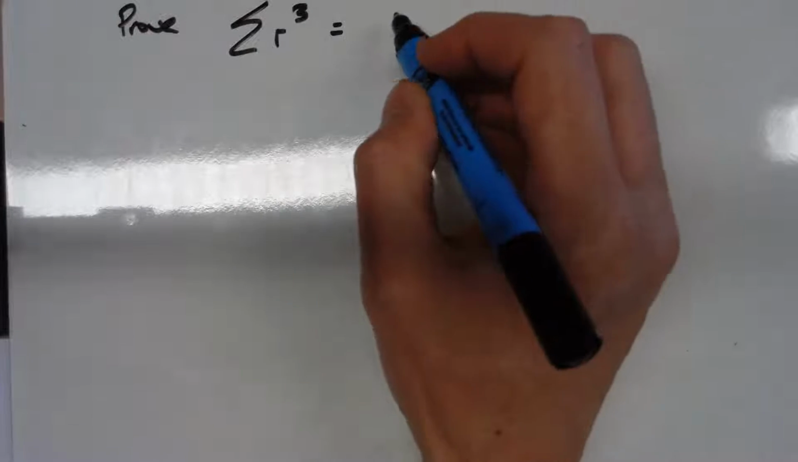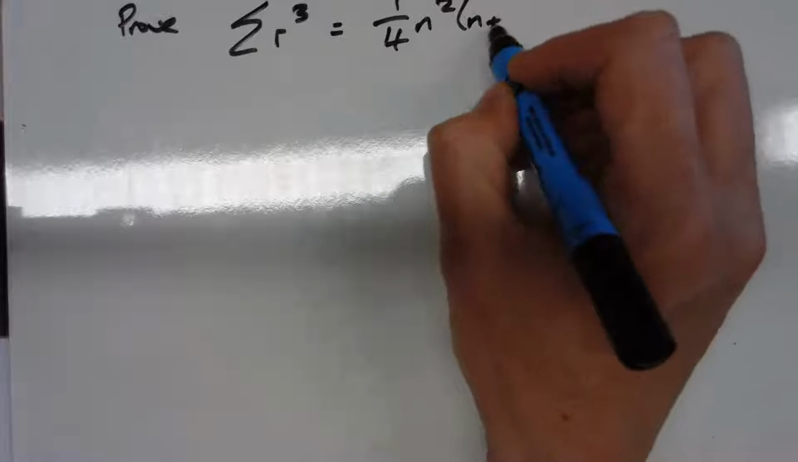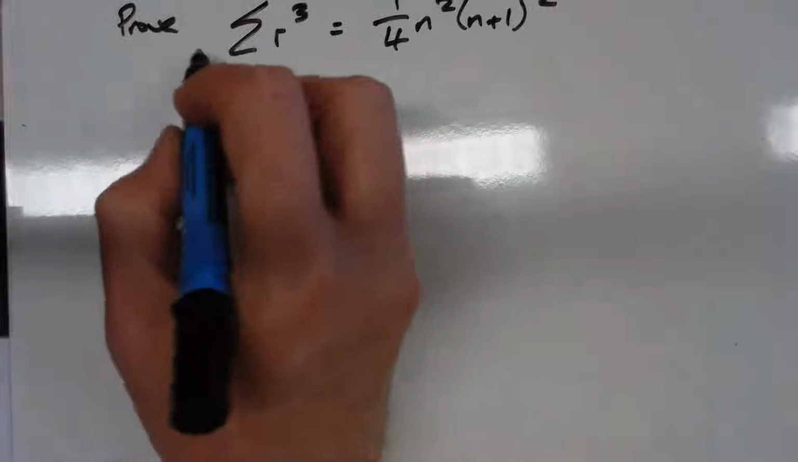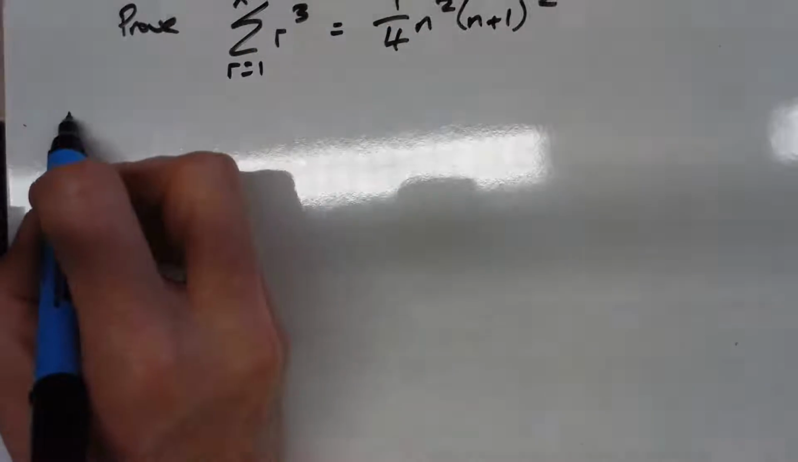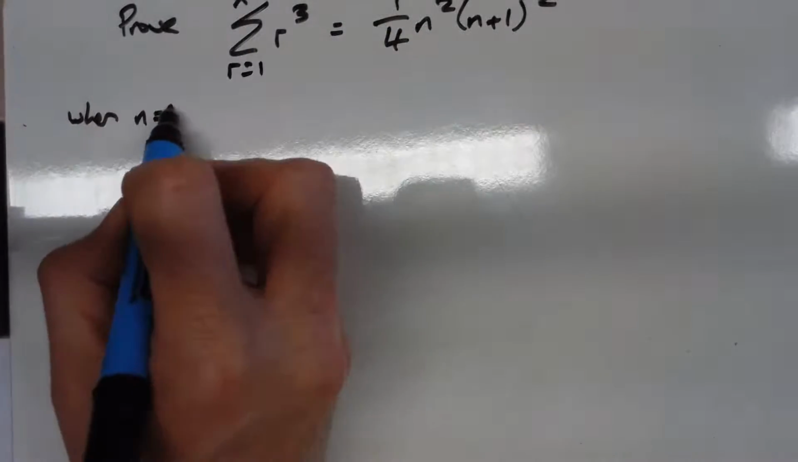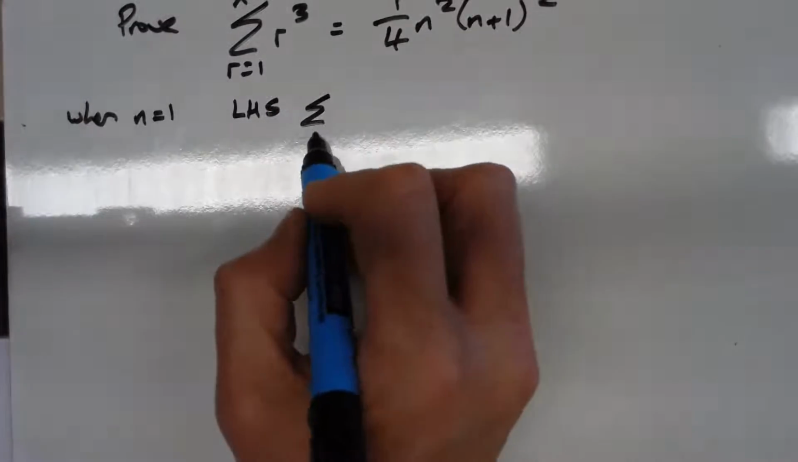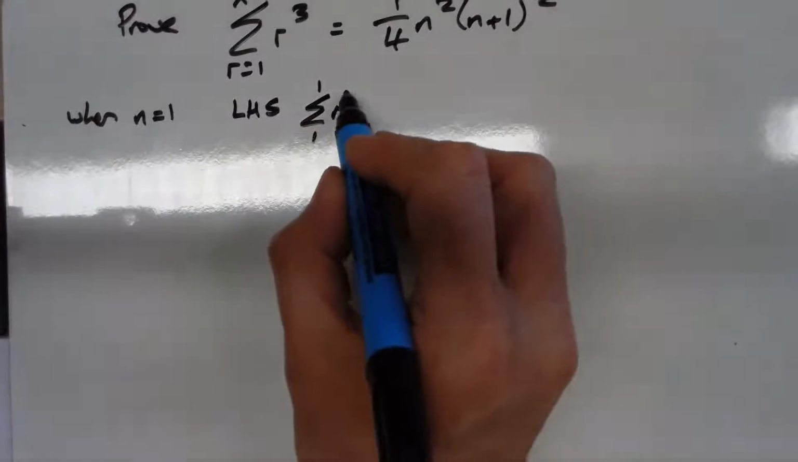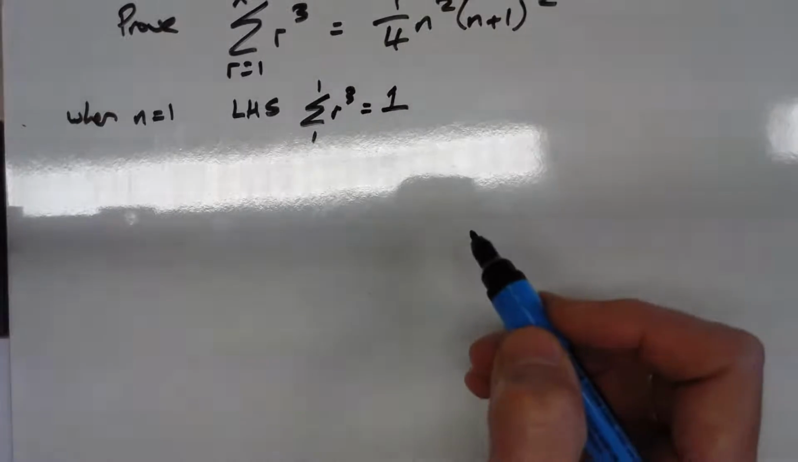So this one now says prove, and we're going to do the whole thing here. It's one of those formulas which we used earlier on in the course, the standard formulas. First thing I'm going to do is when n is equal to 1. When n equals 1, the left-hand side here is the sum from 1 to 1 of r cubed. So put a 1 in there. 1 cubed is 1, and stop there.